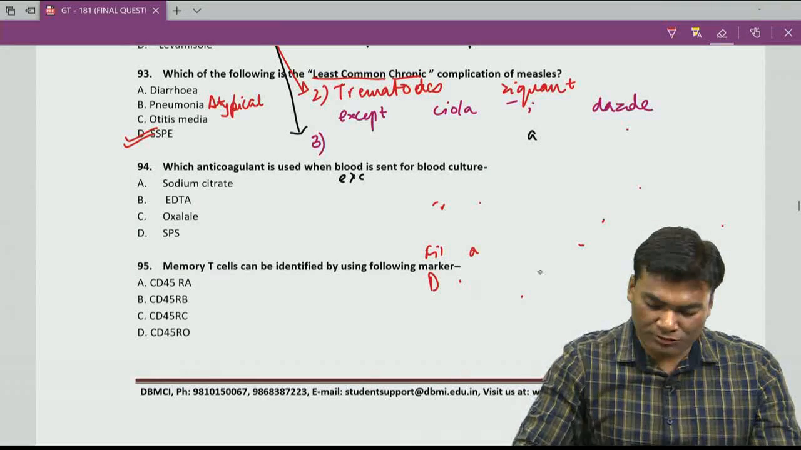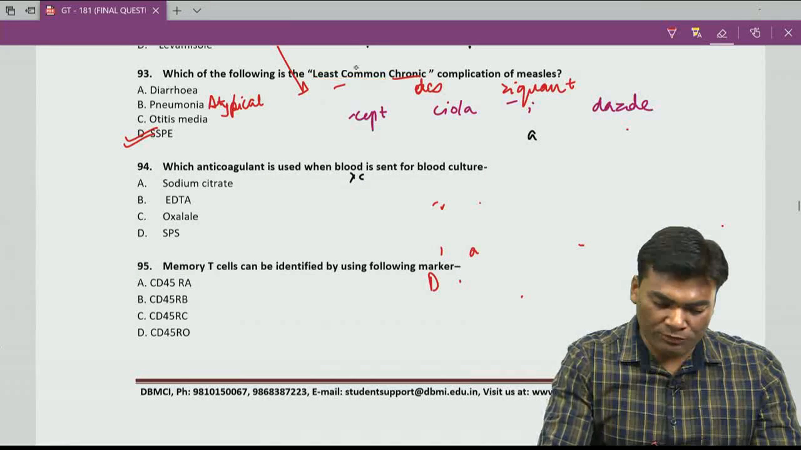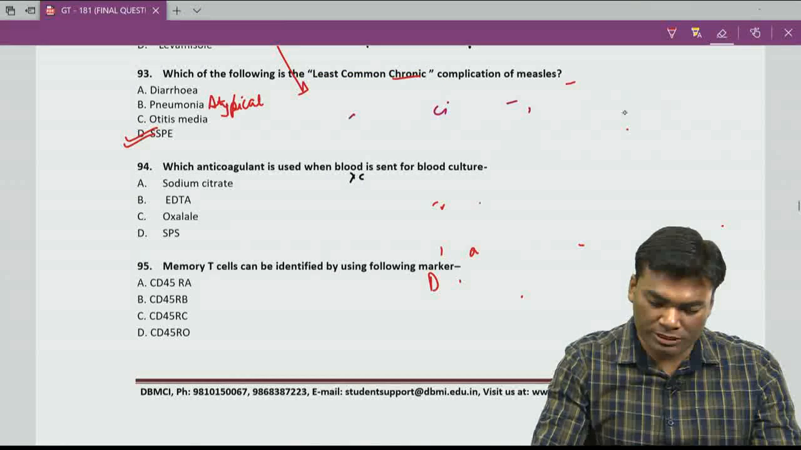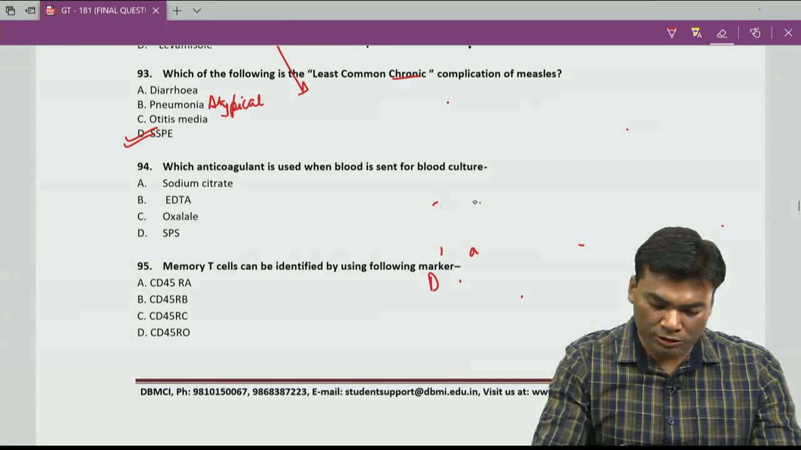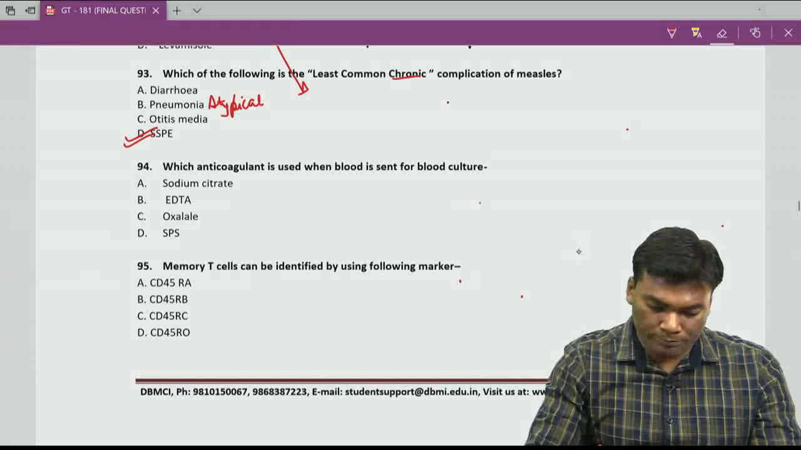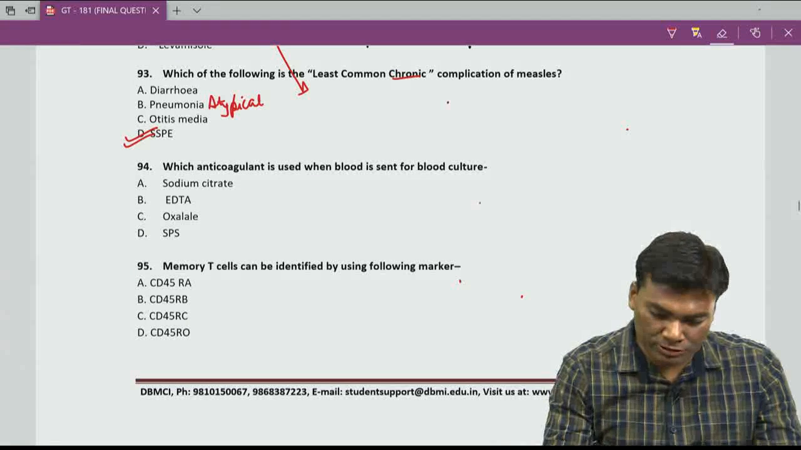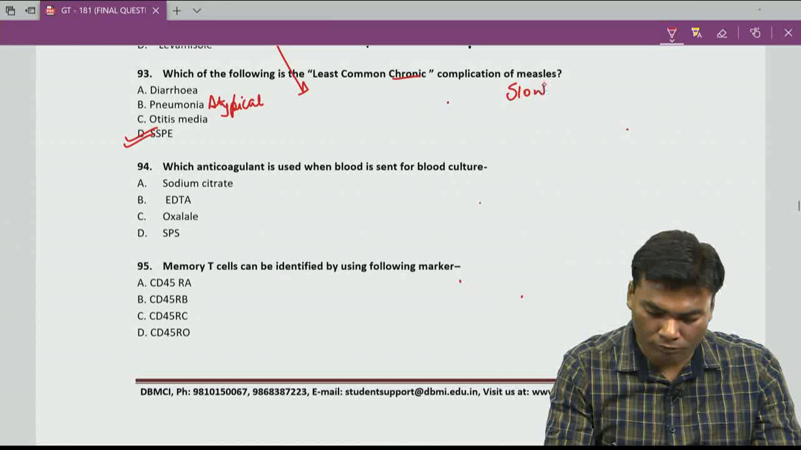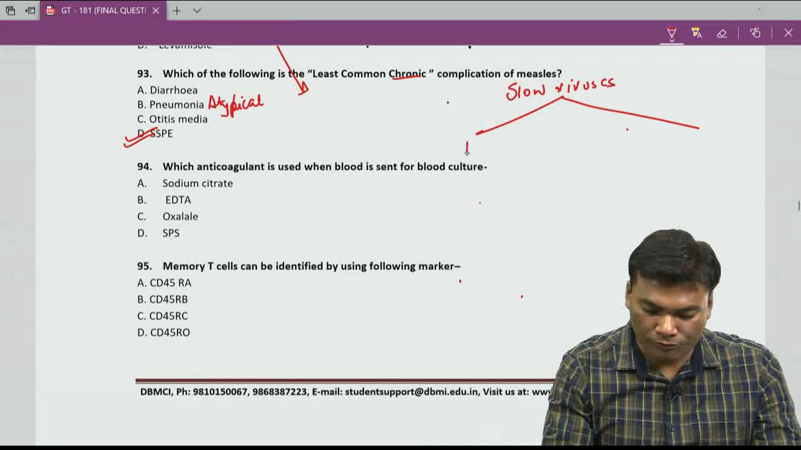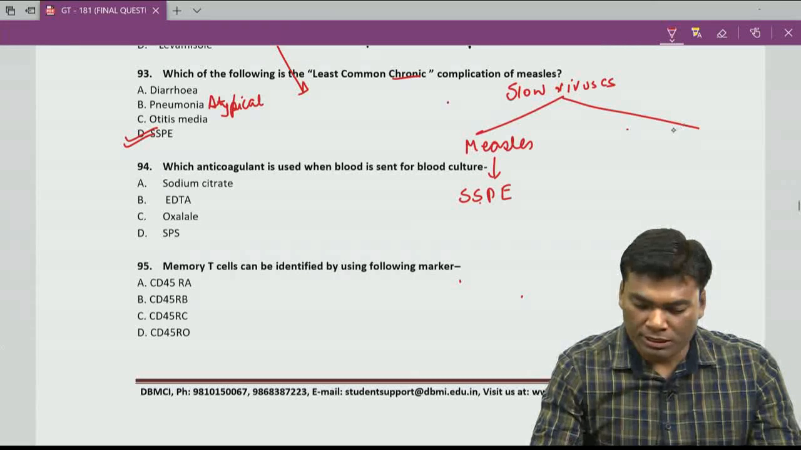Slow virus is a virus which replicates very slowly, and we have two important slow viruses which we are going to discuss now. First is the measles virus, which causes SSPE, subacute sclerosing panencephalitis. So in slow viruses we have two important ones. First is the measles virus, which leads to subacute sclerosing panencephalopathy, and the second one is the JC virus, right?